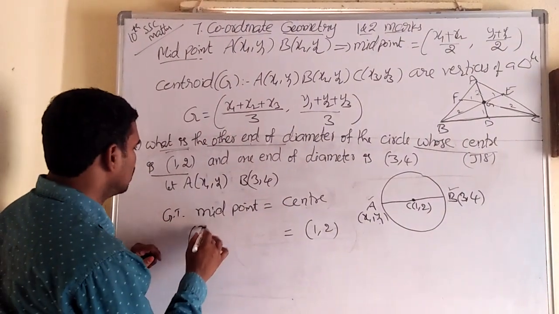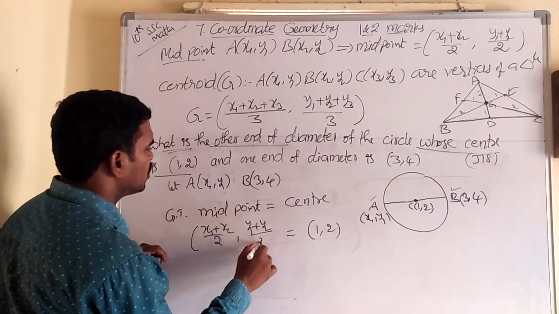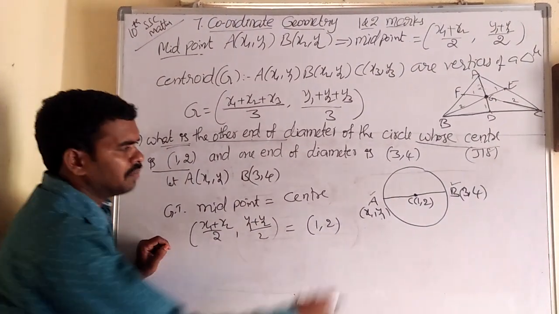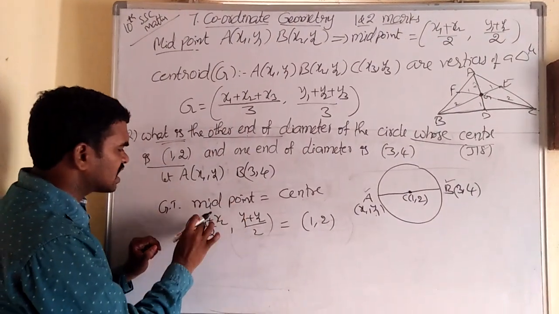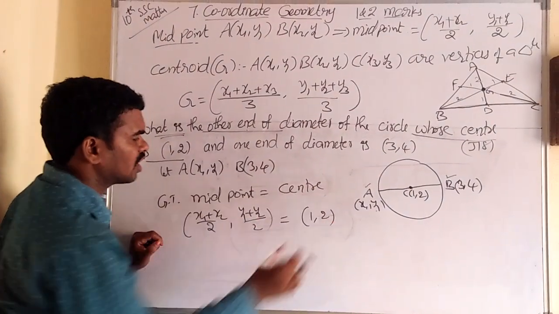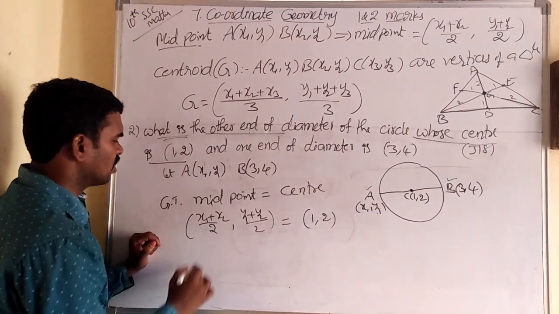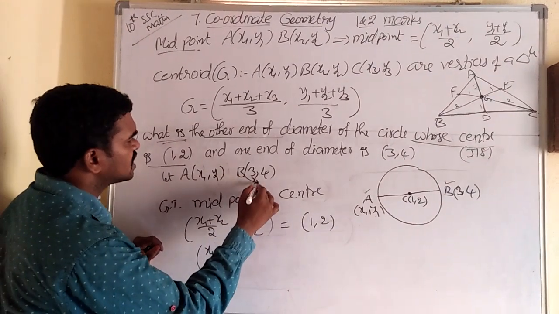What is the midpoint? ((x1 + x2)/2, (y1 + y2)/2). The midpoint of A and B is the center. So the midpoint formula is ((x1 + x2)/2, (y1 + y2)/2) equal to the center. Center means (1, 2). So x1 stays as it is, plus x2, so this is x2, y2.